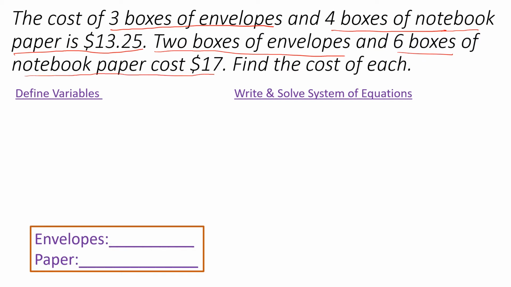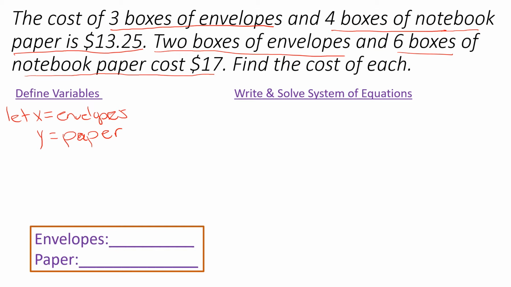So first, let's define our variables. I'm going to let X equal my envelopes. And I'm going to let Y equal my paper. I could use E and P for envelopes and paper, but I'm just sticking with X and Y. But you can pick any variables you like, which is why we define the variables. And next, let's write this system.